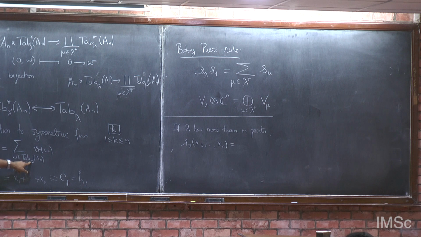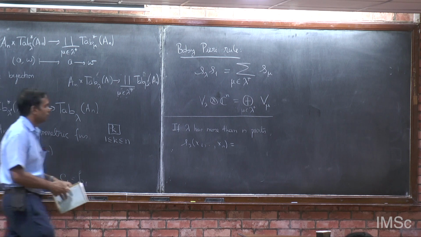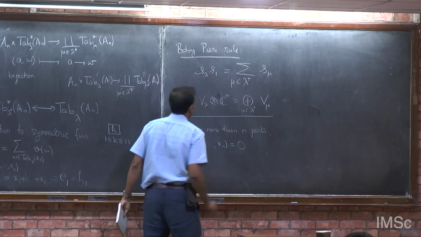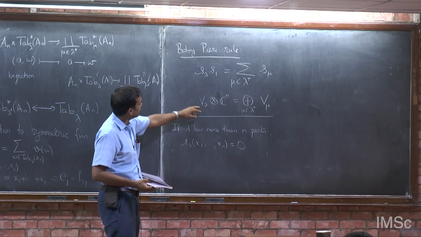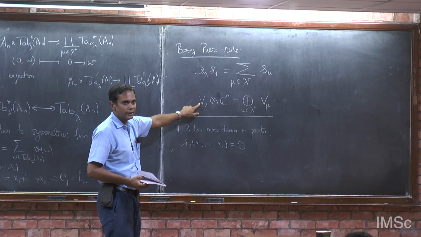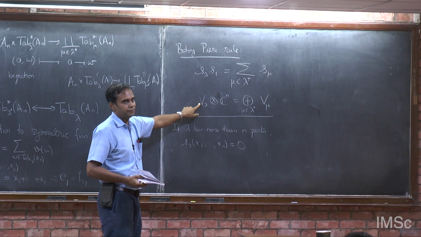Now, suppose this has more than n parts. Then look at the first column of the tableau. You have only n letters, so you can't have an increasing sequence of length more than n in the first column, you can't have a strictly increasing one. So then this becomes 0, and whatever universal constructions are there for this representation, they also become 0.